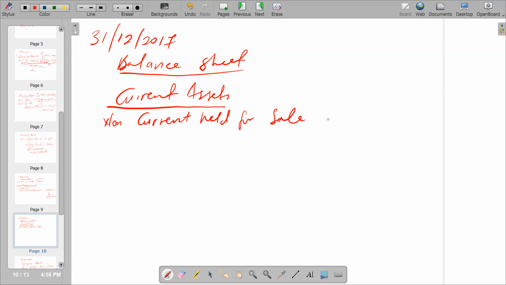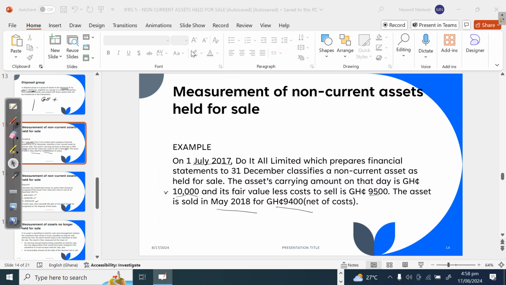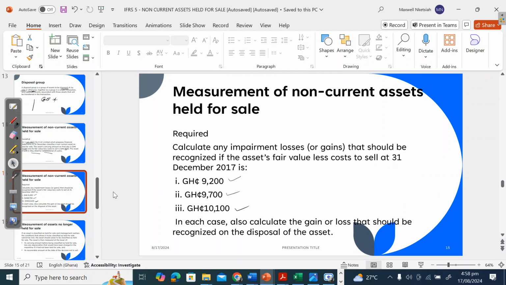So we need to know the fair value as at this date. Okay, so the question said, okay, I think I missed one thing.